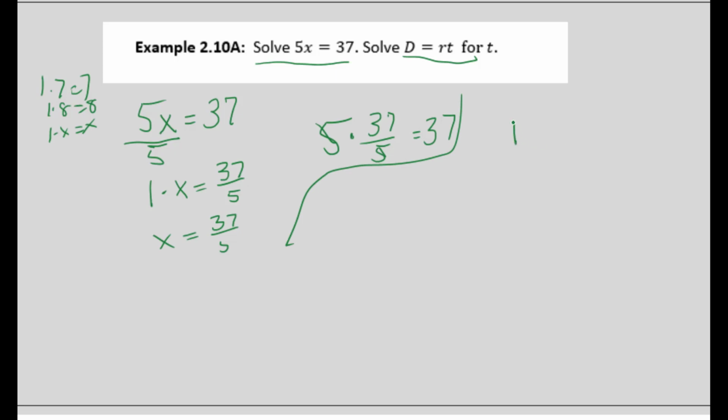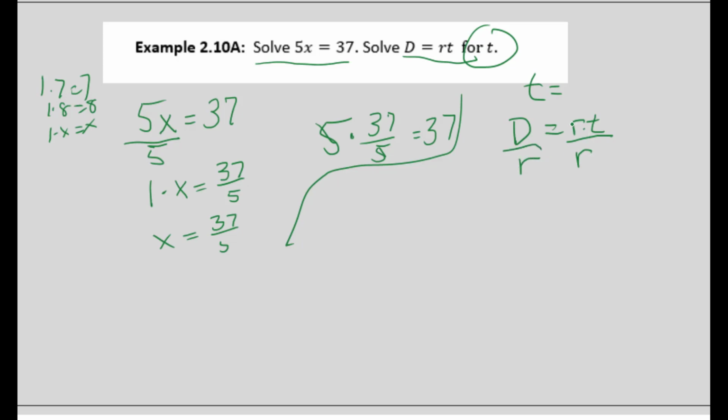This one, it says take this, and there's a times there, right? And solve it for t. In other words, when it says solve for t, they want the equation to end up as t equals. Okay, so how would I do that? How about dividing both sides by r?